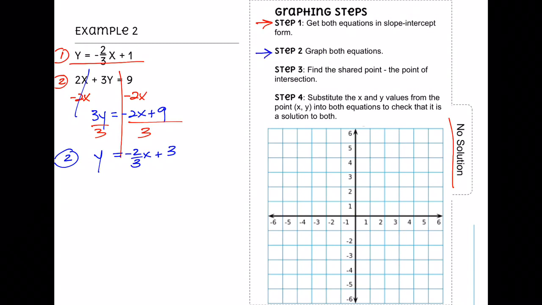All right, let's look at step 2. Graph both equations. Starting with number 1, we have a y-intercept of (0, 1). And we have a slope of negative 2/3. That's negative 2 rise over positive 3 run. So I'm going to go down 2 and to the right 3, or up 2 and to the left 3. Right there. And connect those with a line.